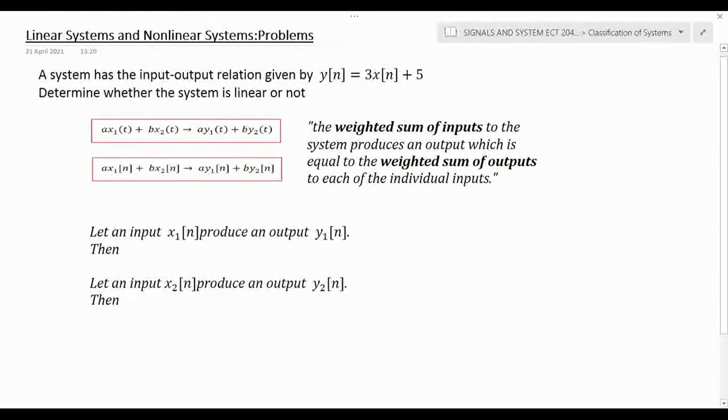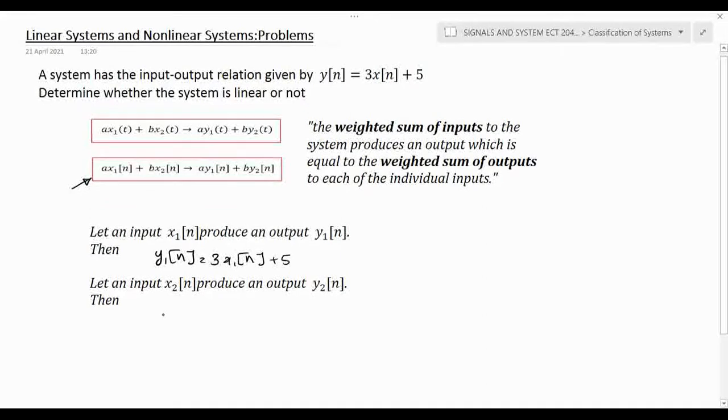Here the input output relation is given by y of n is equal to 3x of n plus 5. So based on the previous expression, we know that this is a discrete time sequence, so we need to verify this equation and assume that the input x1 of n produces an output y1 of n. So y1 of n can be written as, if the input is x of n, you need to write 3x of n plus 5. So this is x1 of n input, so you can write 3 into x1 of n plus 5.